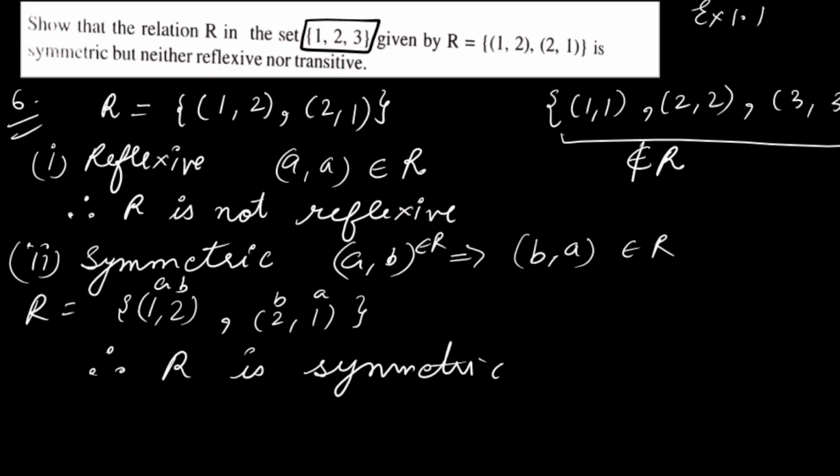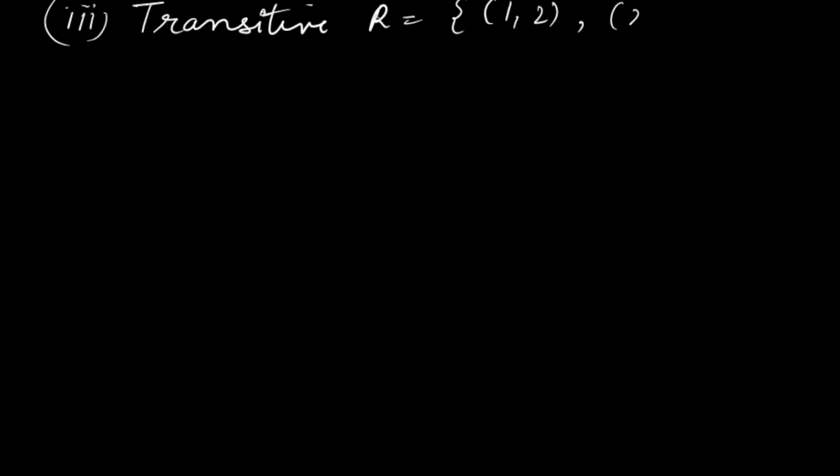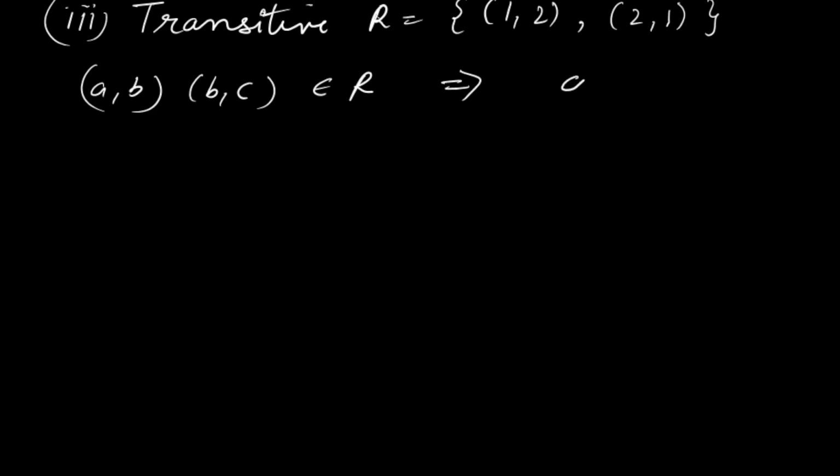See, it's given that it is symmetric but neither reflexive nor transitive. It's not reflexive, we have already proved. Now we have to prove that this is not transitive. The given relation is R = {(1, 2), (2, 1)}. Only two ordered pairs are there. For transitive we know if (a, b) and (b, c) belong to R, it implies I should have (a, c) in the given relation.